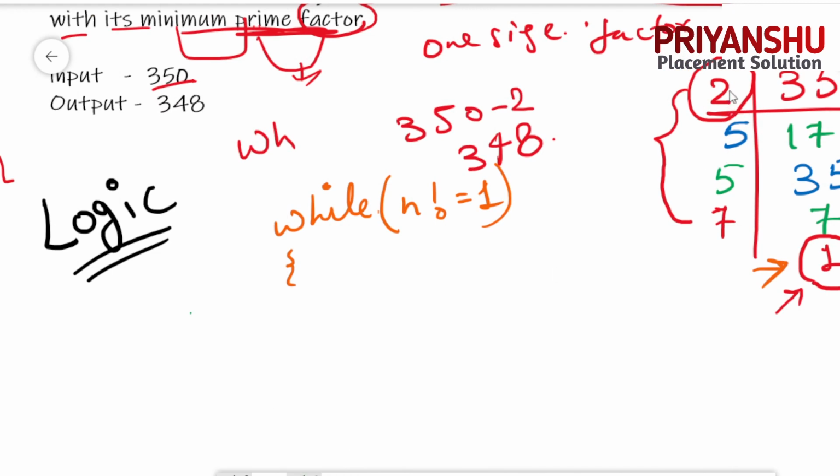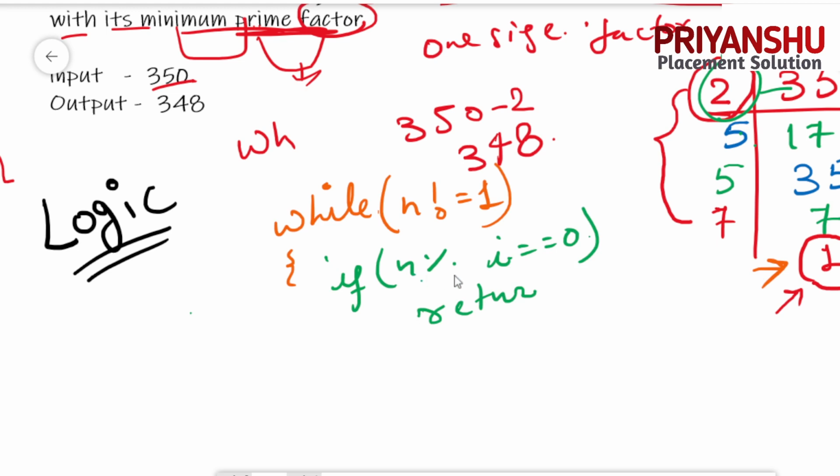Here again we are just checking whether it is divisible by 2, by 3, by 4, by 5. That's why I just put one condition. If n % i equals 0, guys, then we just return, because this is a function based program.